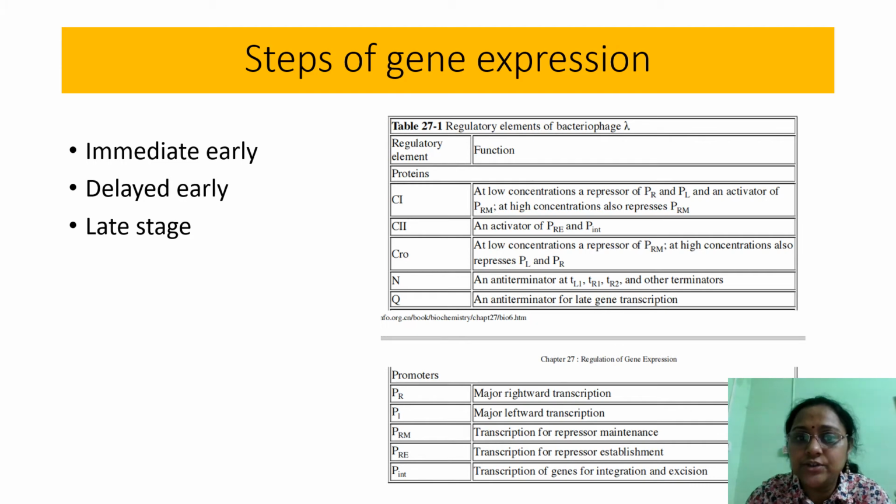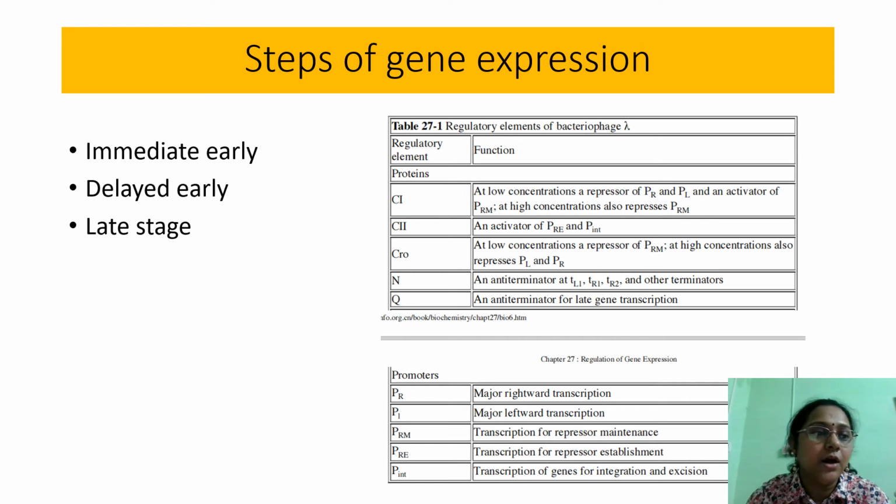And what is the function of CRO? CRO is a repressor, as we already talked about. And what are the functions of C1 and C2? C1 is another repressor, which we have also talked about, and C2 is an activator of two different promoters. So out of the five proteins, two are anti-terminators, two are repressors, and one is an activator.